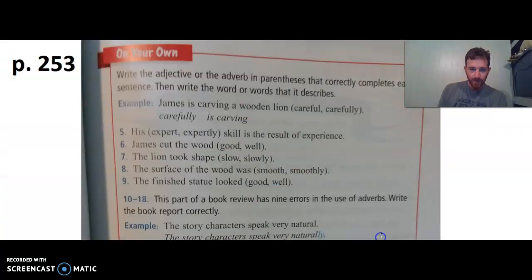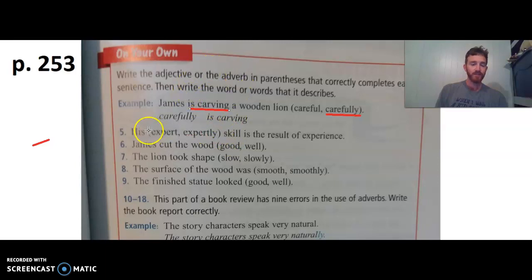I am going to go ahead and maybe go through just a few of these. We don't have to do the whole thing, but let's look through what we've got on this next part. Let's see. I'll make my lines a little easier. Here it says write the adjective or the adverb in parentheses that correctly completes each sentence, then write the word or words that it describes. So here it says James is carving a wooden lion carefully, would be the word. And that describes how he is carving. Okay, so again, carving is the action that's taking place. It's what he's doing.